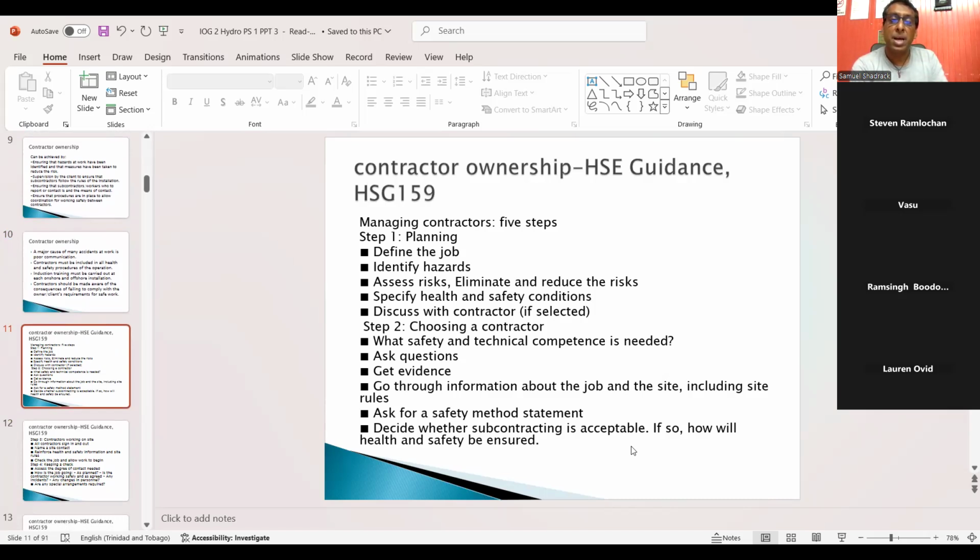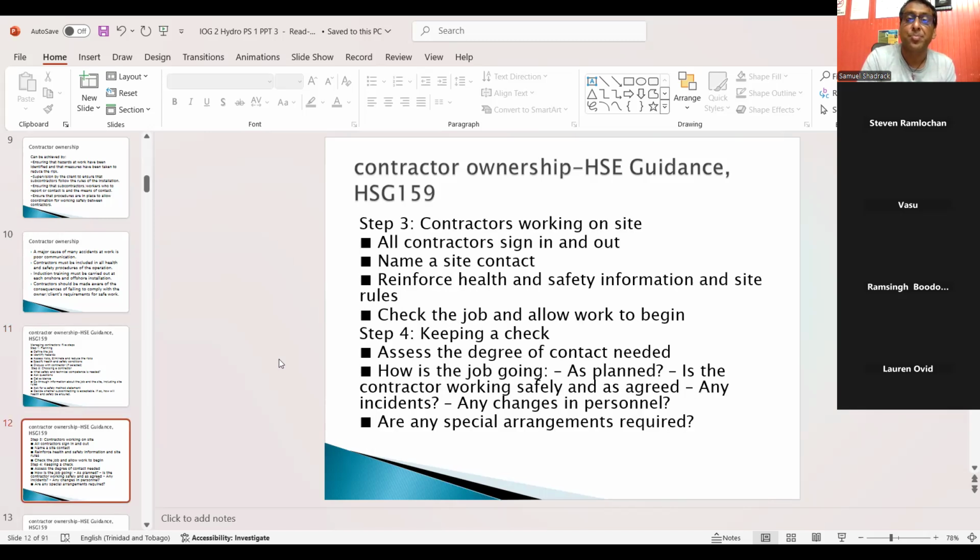So contractor management planning: define the job, identify the hazards of the job, assess the risk, eliminate and reduce the risk, specify health and safety conditions, and discuss the risk with contractors if selected. Step 2, choosing a contractor. What safety and technical competence is needed? How many years of experience? Are they certified? Ask questions, get evidence, go through information about the job and the site, including site rules, ask for a safety and method statement, and decide whether subcontracting is acceptable. If so, how will health and safety be ensured?